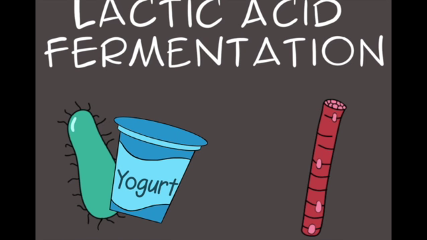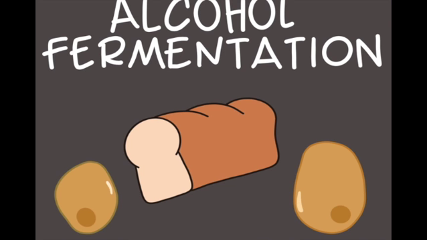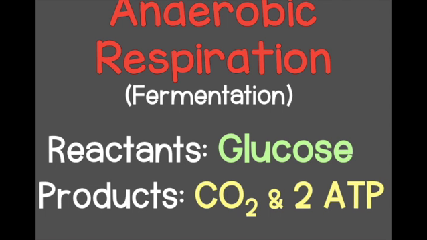This is also done by bacteria, and we use lactic acid from bacteria to make things like yogurt and cheese. Other organisms, like plants and yeast, which is a fungus, do alcohol fermentation, and we use the alcohol from this process to make things like bread and alcoholic drinks. Now, anaerobic fermentation starts with glucose. Glycolysis still happens, and it always makes ATP. No matter what type of respiration you do, you're always making energy.